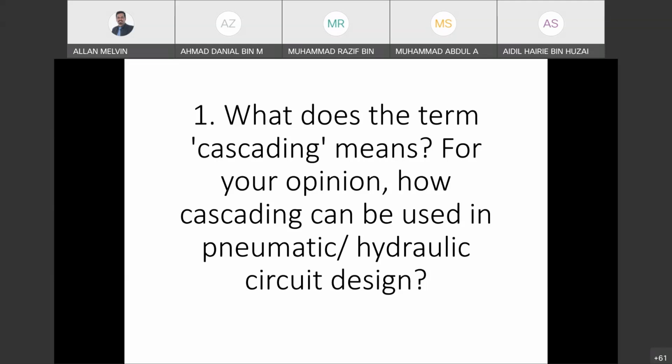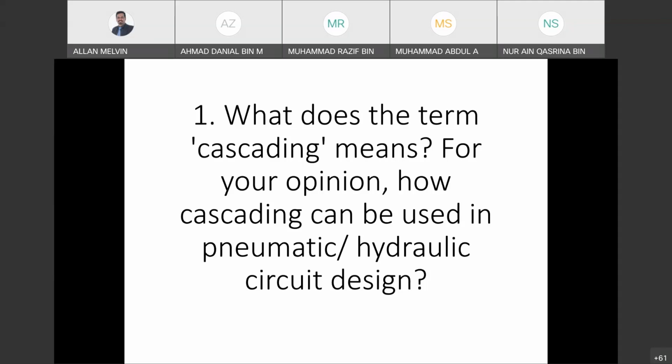I think it is in the lecture notes. Cascading means a series of sequences where the input of one stage is the output of the other stage. I think that is the explanation for cascading, because it must have a sequence. Sequence 1, sequence 2, sequence 3, and the output of sequence 1 must be the input for sequence 2. It does not matter how many levels you have.